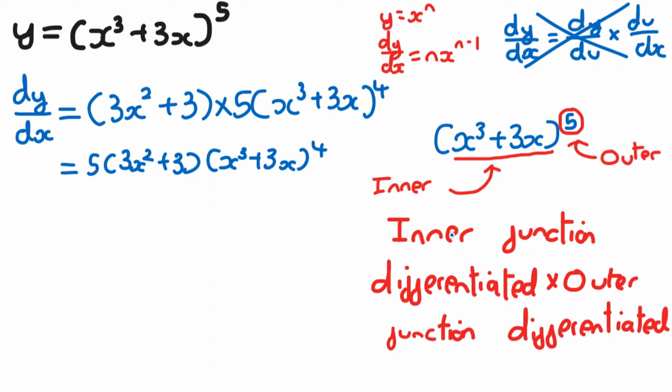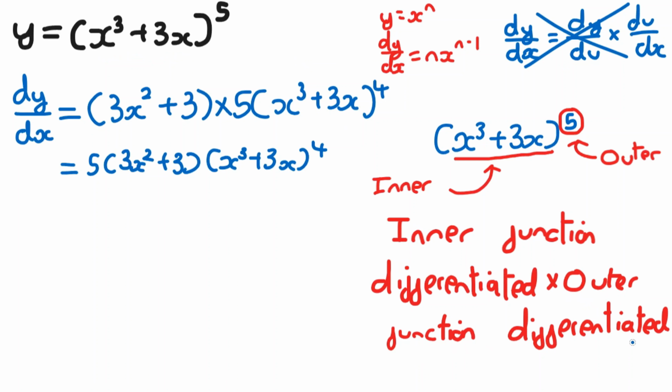I just want to emphasize the thing again: when we're differentiating the outer function, we have the inner function present, but we don't touch it in any way. If you want to, you can think about it like the u substitution. If we substitute in u here, so it's u to the power of 5, this here is going to be 5u to the power of 4 when we differentiate it. This u here we don't touch, so therefore this x to the power of 3 plus 3x is still present here. We don't touch it in any way when we're differentiating the outer function.